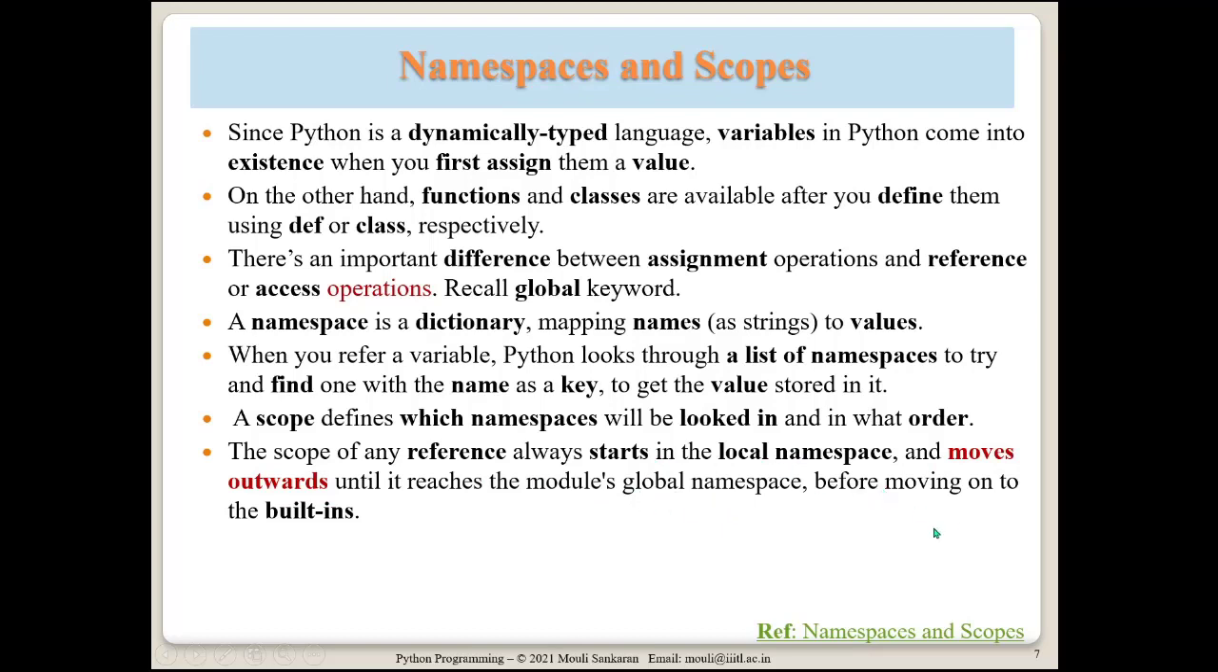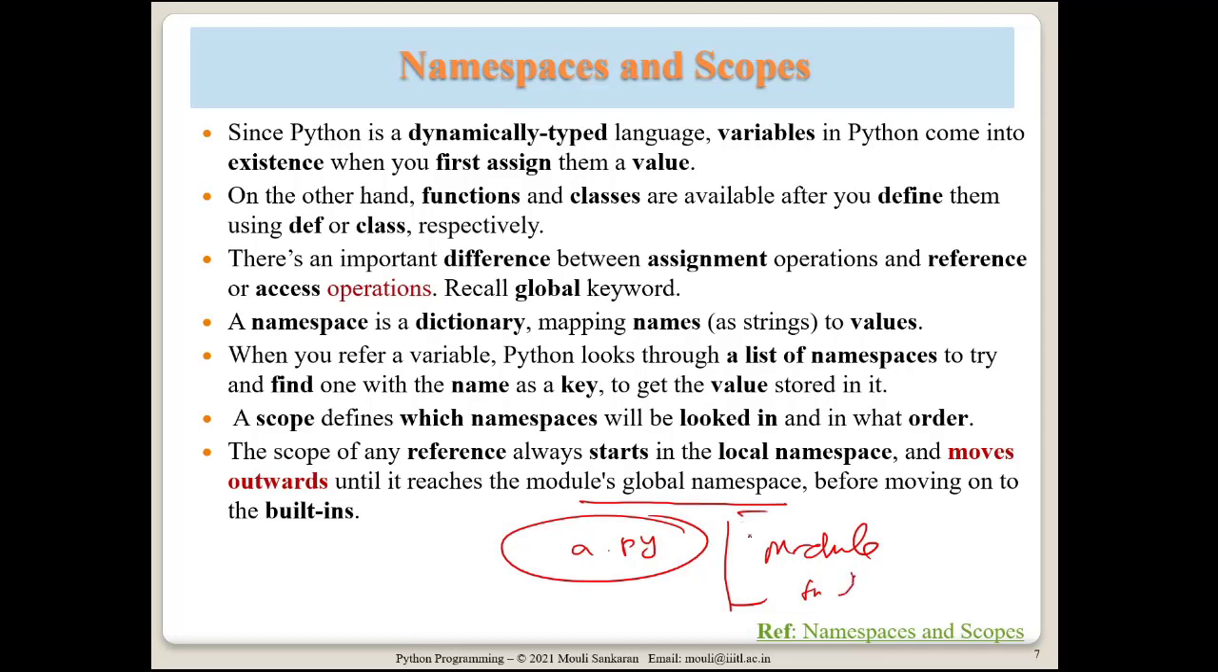Before moving on to built-ins, this is what I said. This is a module's namespace, meaning a.py. A single file is a module. So it starts from inside the function, then it comes to the global namespace, which is the module. Then if it is not there, it goes out to the built-ins, if it is available in built-in.